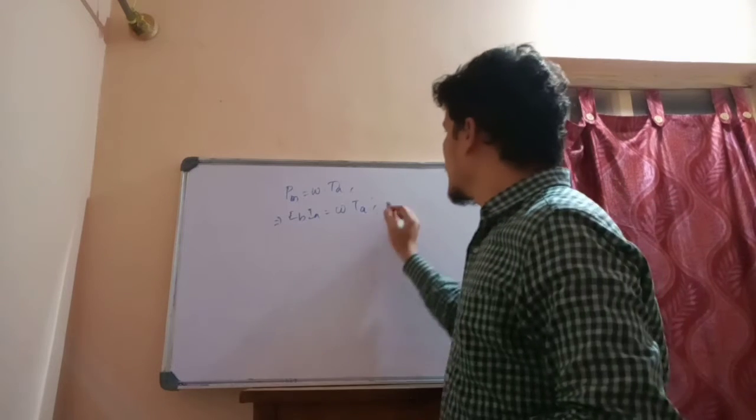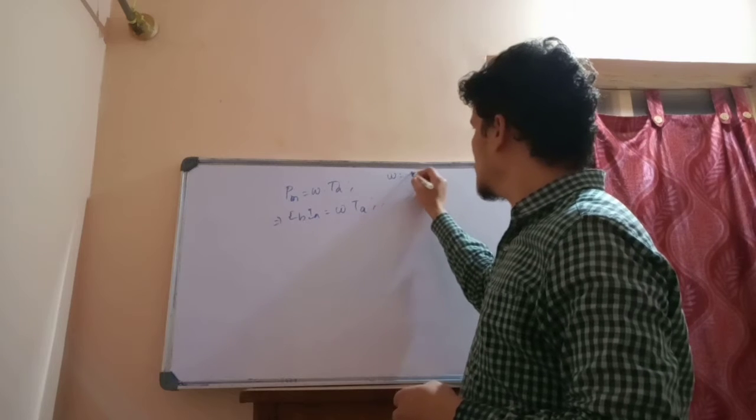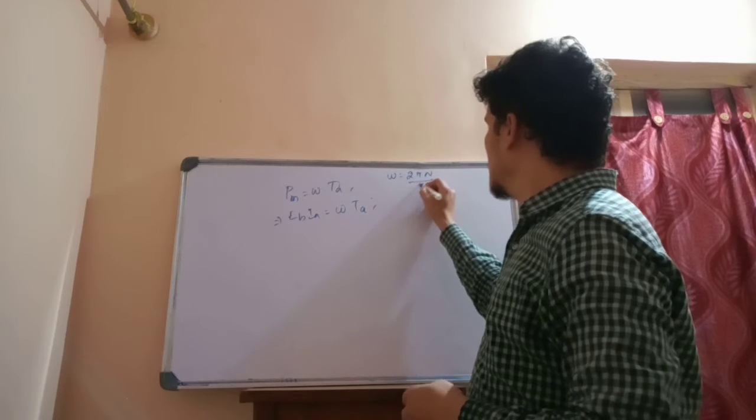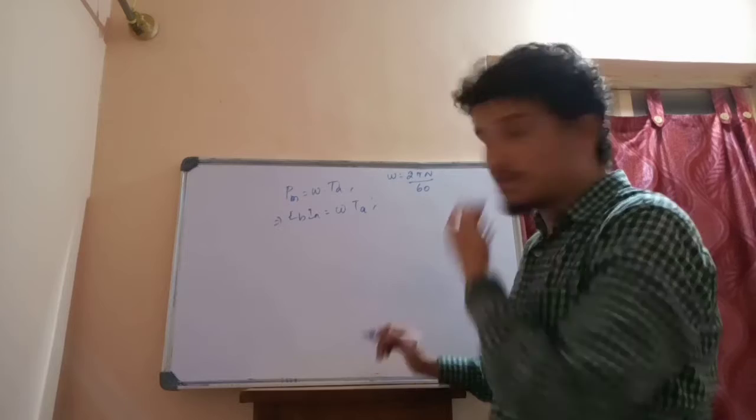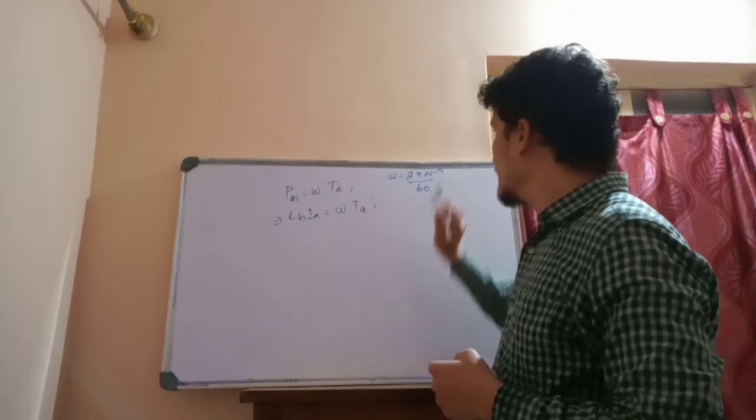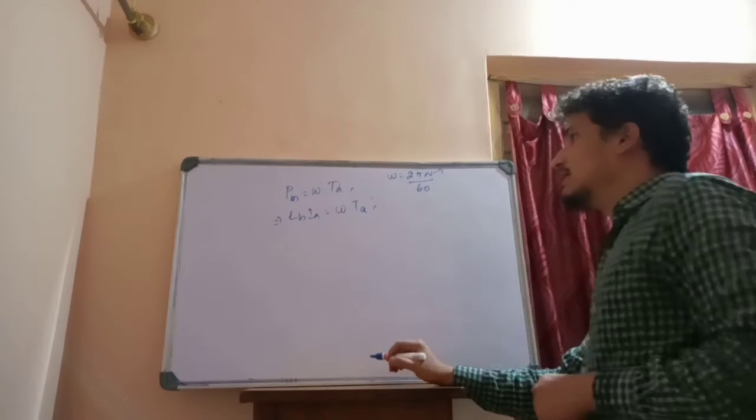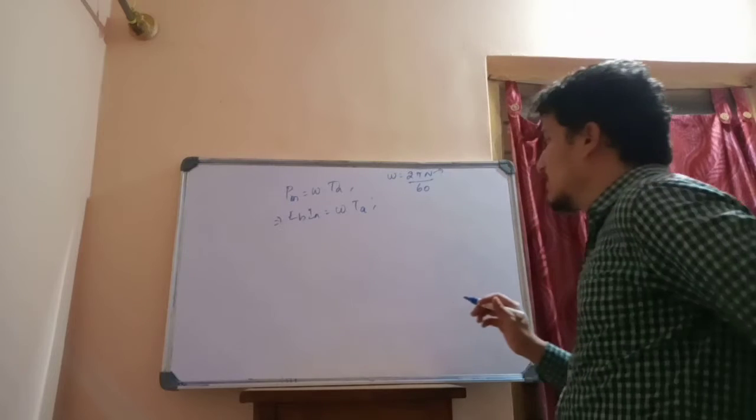Omega into TA. So what is omega? Omega is equal to 2 pi N divided by 60, where N is the speed in RPM. So how have we derived omega, in radians per second?